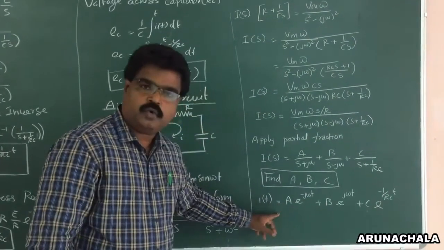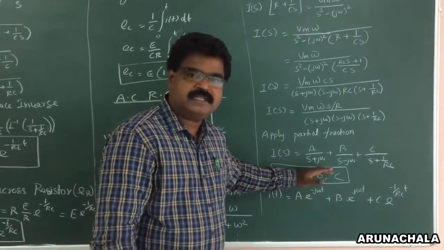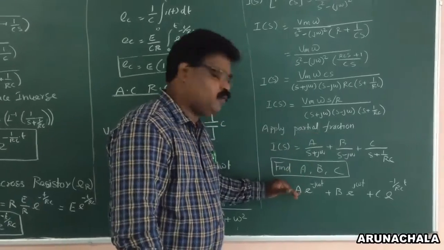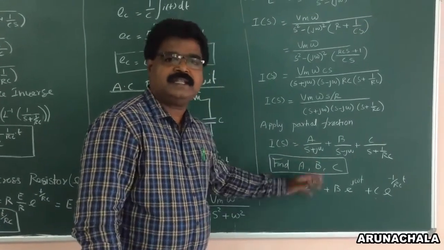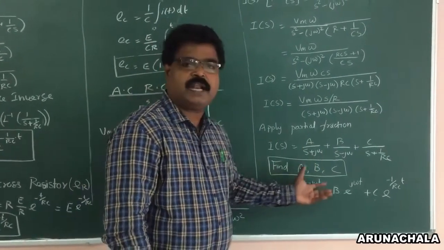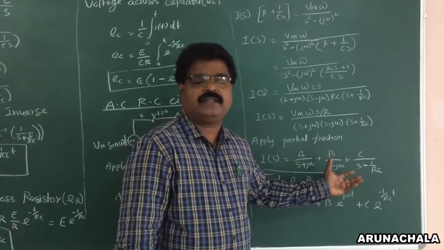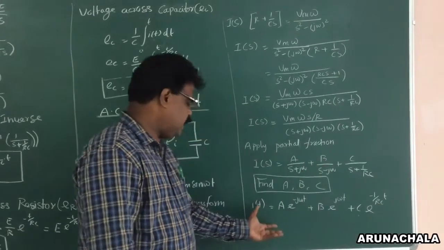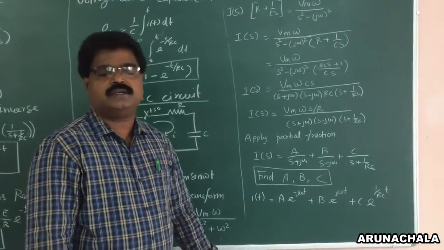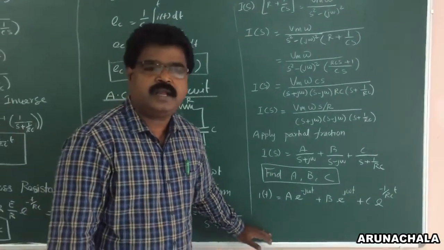So here what you have to do is find the values of A, B, C. Substitute the values and apply partial fractions. In this I am not calculating the values of A, B, C. You try to find them and substitute here, then apply Laplace inverse, and you will get I of t for the AC circuit.